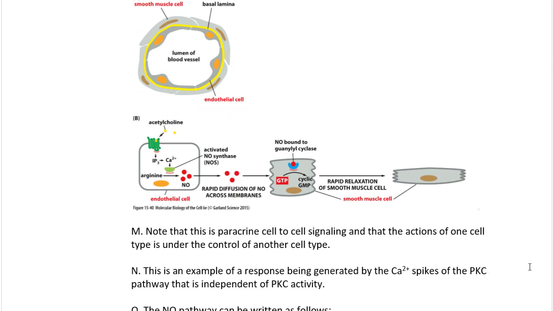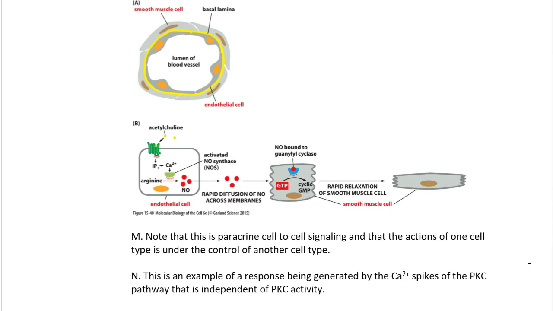And we have a picture here. The main thing about the signal transduction pathway is that it is activated in one cell, and then its response is actually in another cell. You have the endothelial cell, and the endothelial cells are right here. So here's the blood vessel, right? So here's our endothelial cells. You can see there's 4 of them in this picture.